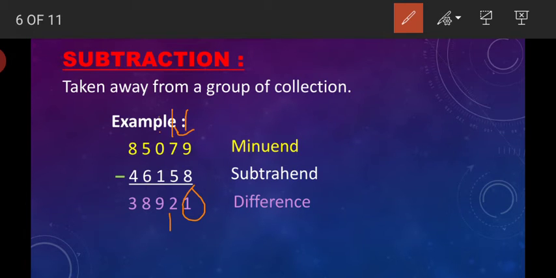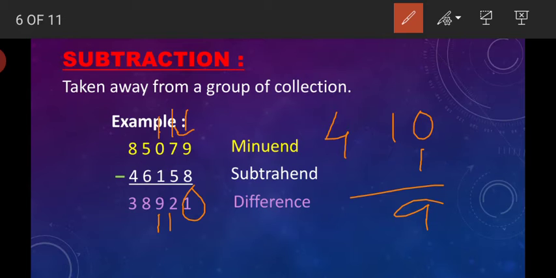Then 0. In that case, you have to borrow from its previous digit. The previous digit is 5. So if we take 1 from the previous digit, there are 4 left and the 0 becomes 10. So 10 minus 1 is 9. So here I have written 9.